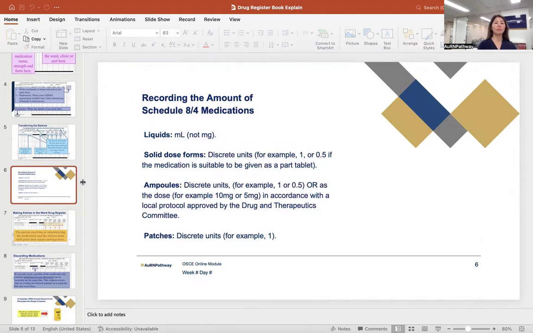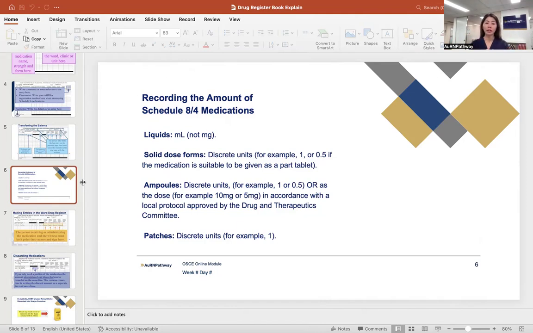So, let's talk about recording the amount of Schedule 8 or 4 medications. For those of you who don't know yet, whenever we record a liquid, we're counting by the mils. Say, for example, there's 100 mils in the bottle. If the dose ordered is 10 mils, obviously you still have to calculate, then we need to put 90 mils. Got that? Okay, so that's how we record liquid form.